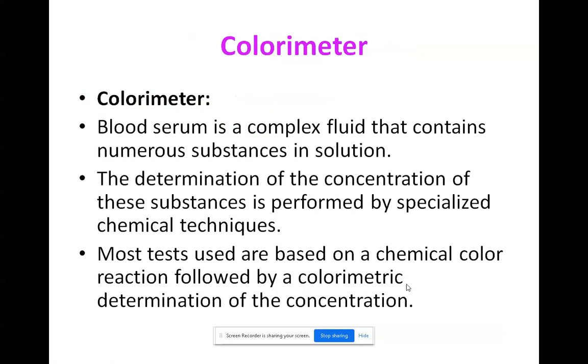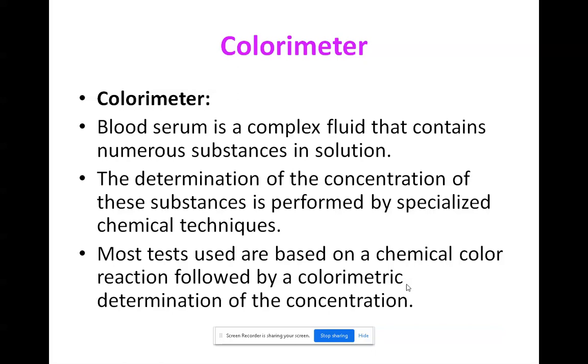Calorimeter. What is a calorimeter? For what purpose will you use a calorimeter in chemistry? A calorimeter is a meter which measures the concentration of chemicals, that is, substances. That is called a calorimeter, which measures the concentration level of a substance.